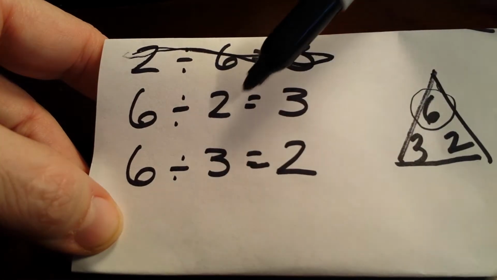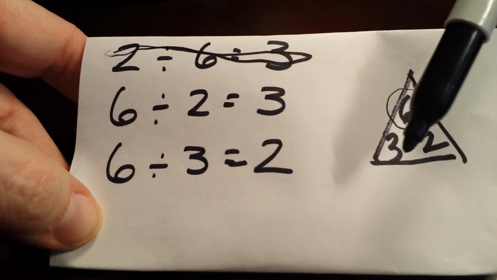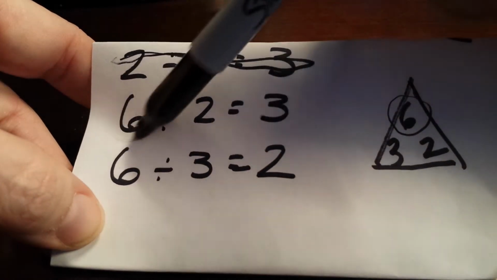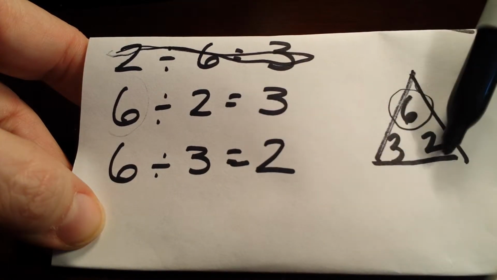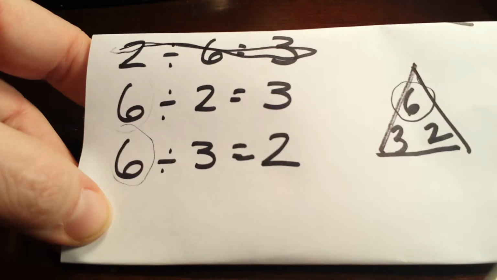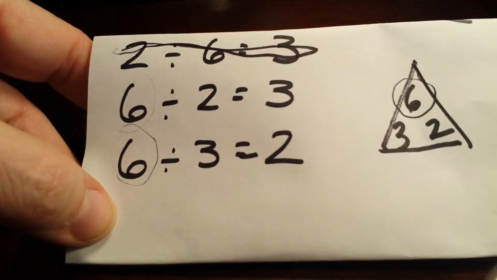6 divided by 2 equals 3. Yes, the 6 is the biggest. And 6 divided by 3 equals 2. 6, 3, 2. Yes, and 6 is the biggest. So these 2 are correct.